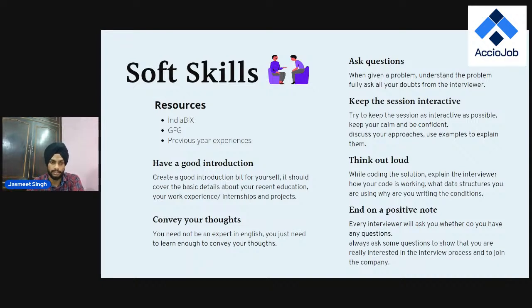So these are some resources. Firstly, try to find a peer that is at your level and also preparing for an interview. Second is GFG and IndiaBix for learning the questions and having a perfect answer for them. And lastly is learning from previous year experience. Okay, so I guess we are done with soft skills also.